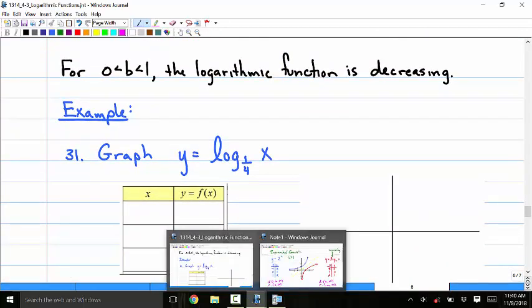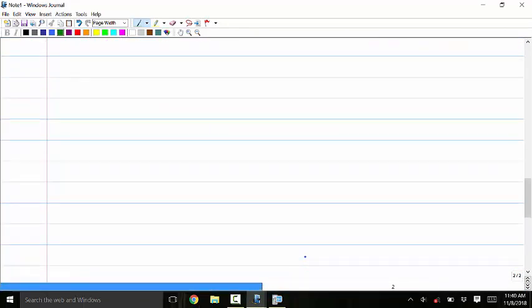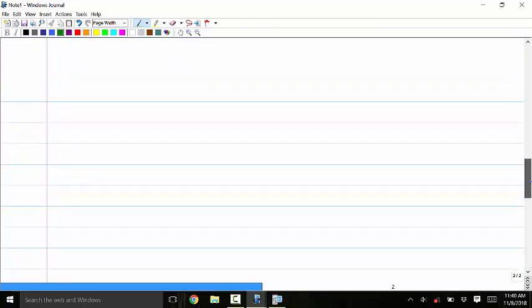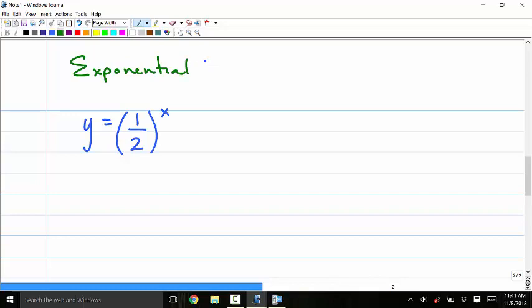Okay, I'm going to jump over to another sheet and do the same thing, but this time I'm going to do an exponential decay problem. What if you have y equals, say, 1/2 to the x? So this is an exponential decay. How do you know you have exponential decay? The base is between 0 and 1.